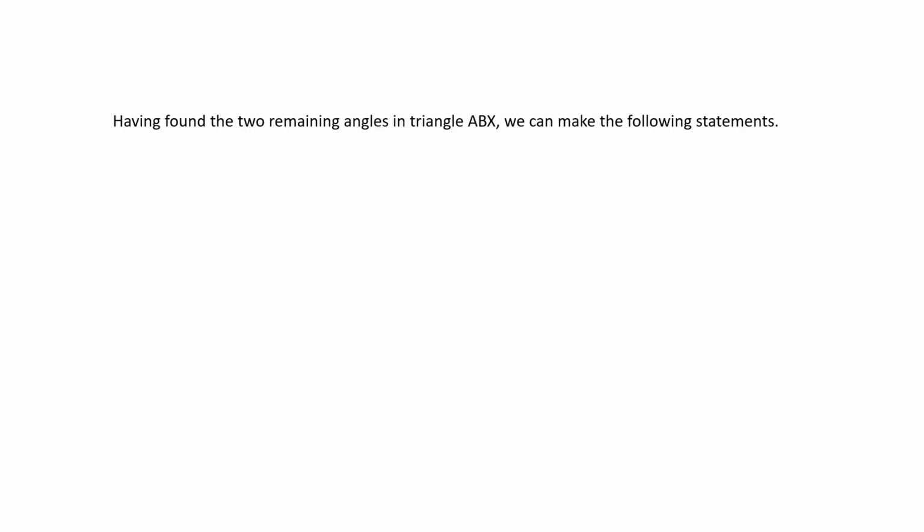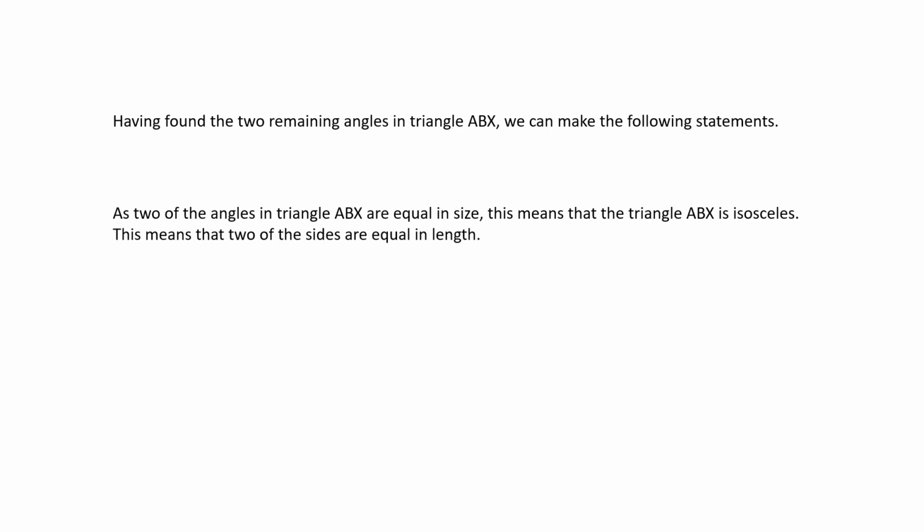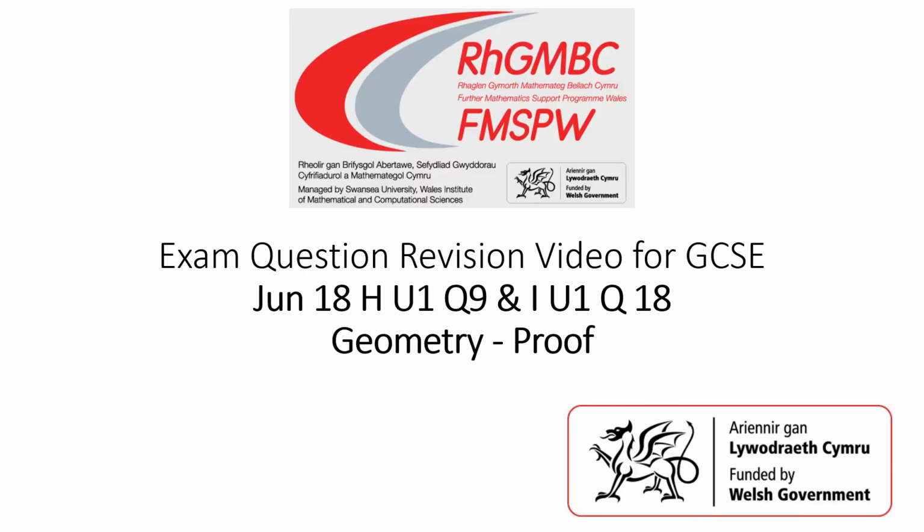Now, having found the two remaining angles, we can make the following statements. Two of the angles are equal in size, so it means that the triangle ABX is isosceles. That in turn means that two of the sides are equal in length. The equal sides are opposite the equal angles, so AX equals BX, which is what we were asked to prove in the beginning. And that is the question on geometry.